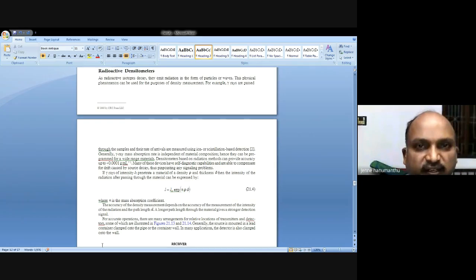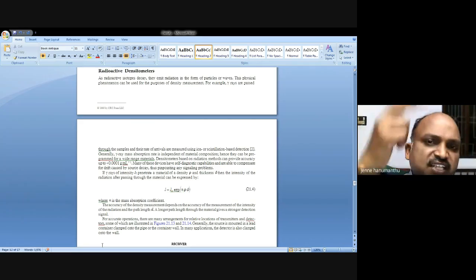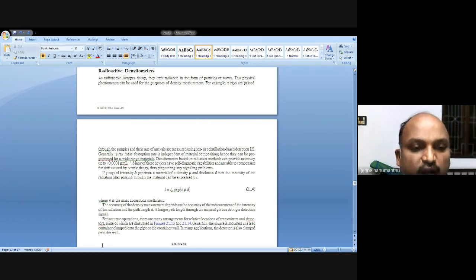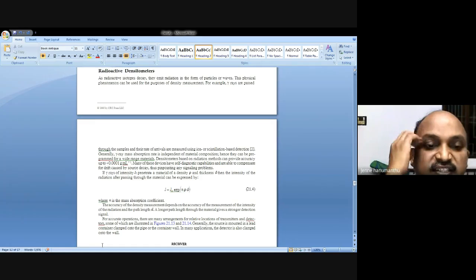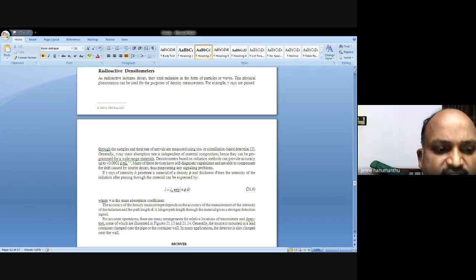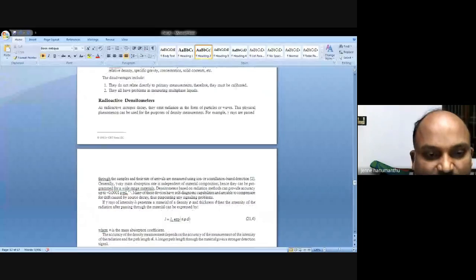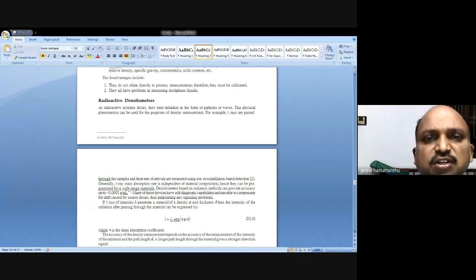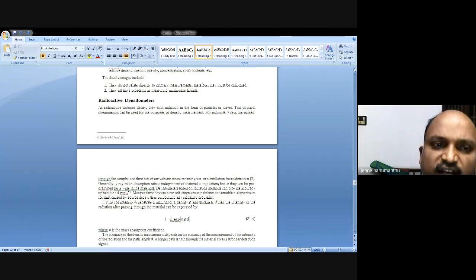So if intensity decreases, what does that mean? Density is less. If intensity is big, density is high. We can use that radioactive principle. Radioactive here means generally we are using radioactive sources like alpha, beta, gamma rays. By passing these rays, generally gamma rays, and measuring intensities, we estimate the unknown density of the fluid.